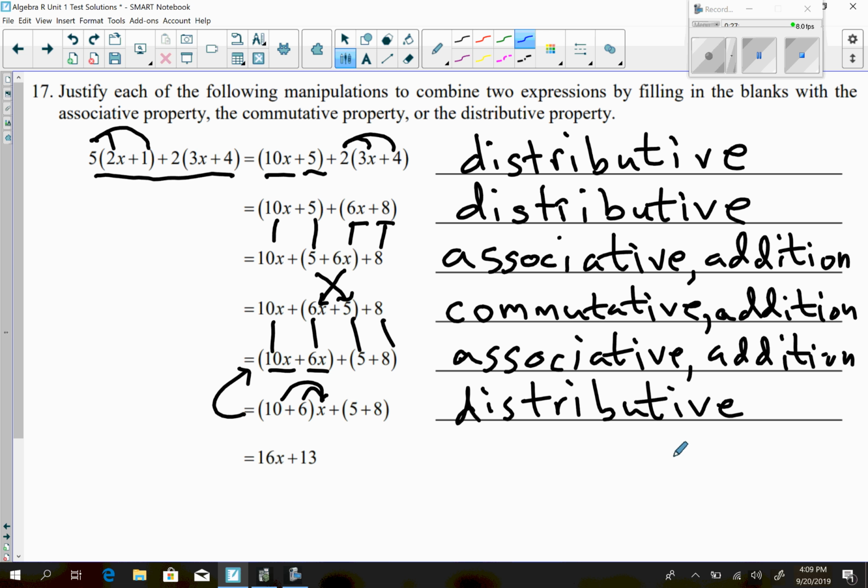And there's no reason for this. I mean, all that we did was combine 10 and 6 and 5 and 8, but we don't need a reason. And we're done.